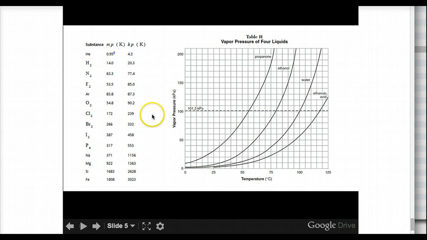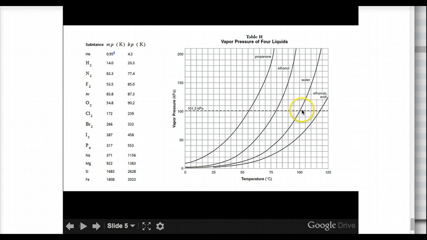Well, it's because they have different attractive forces. Okay, there are different attractions between the molecules. Propanol here, or acetone, has a boiling point about 56. Its vapor pressure reaches the atmospheric pressure pushing down at 56. Water is 100. So water has a higher boiling point than propanol because it has stronger attractive forces. It's holding on stronger, so therefore it takes a lot more energy to produce the same vapor pressure as propanol.